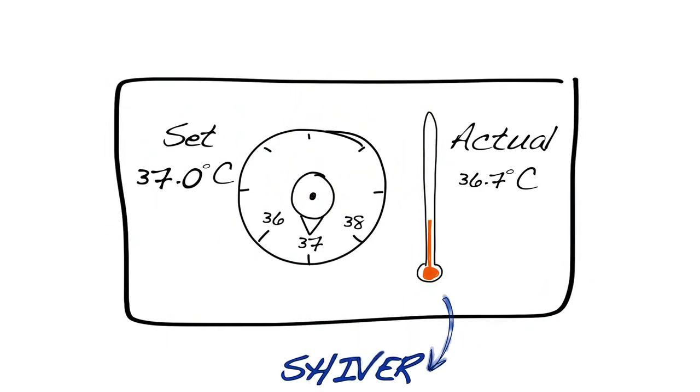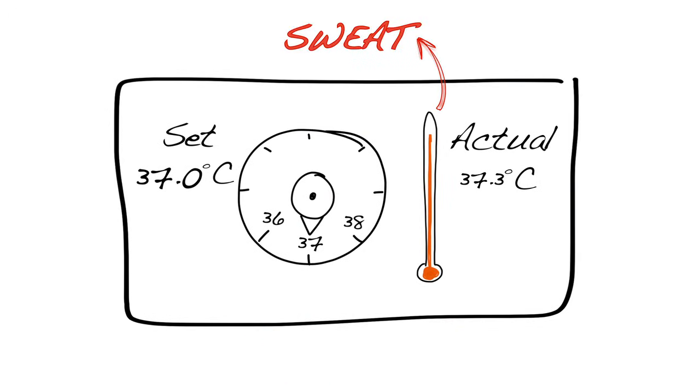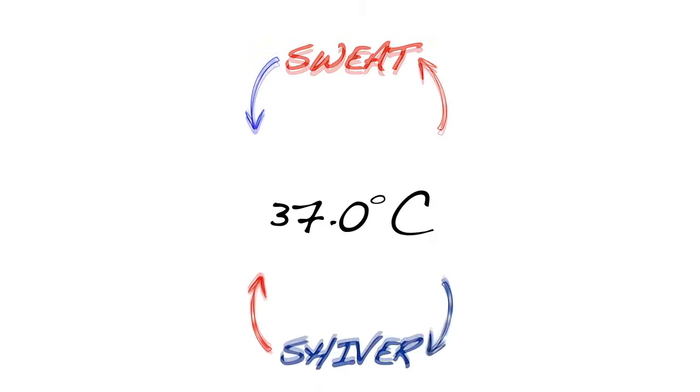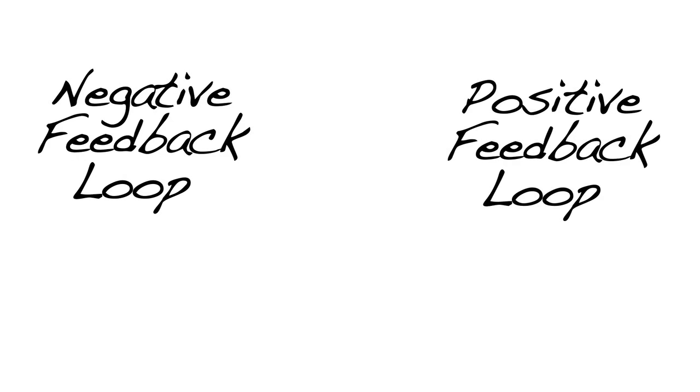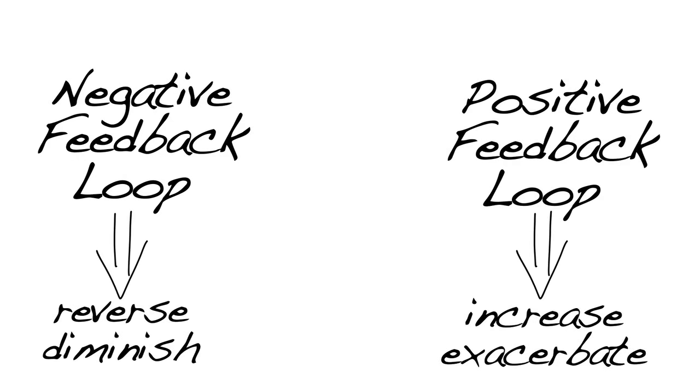From this diagram, you can see how thermoregulation follows a simple loop. Because the response in this case is always to reverse a given change in body temperature, we call this a negative feedback loop. Positive feedback loops are just the opposite. When a change occurs in the system, a positive feedback loop acts to increase or exacerbate it.